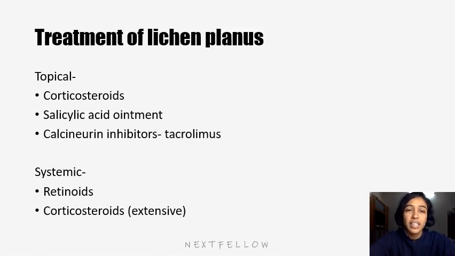So the treatment of lichen planus is simple. Divide these things into topical treatments and systemic treatments. In topical, we usually use topical corticosteroids. Salicylic acid ointment also helps in lesions that are thick, that are keratotic. So sometimes we combine corticosteroid with salicylic acid ointment. Tacrolimus is a common calcineurin inhibitor, which we use topically as well. We can use that for oral lichen planus. Systemic medications can be oral retinoids like acitretin or corticosteroids, which are given usually in an extensive lichen planus or one which is spreading rapidly.